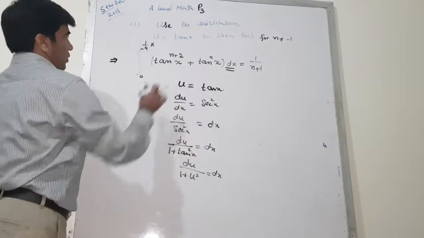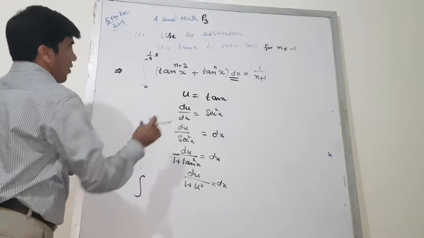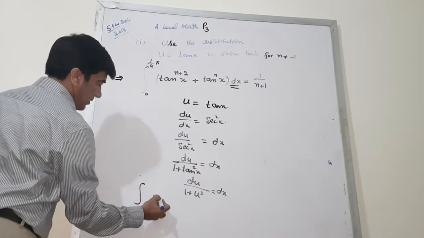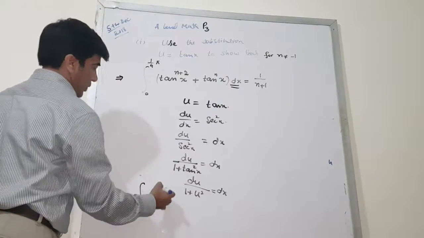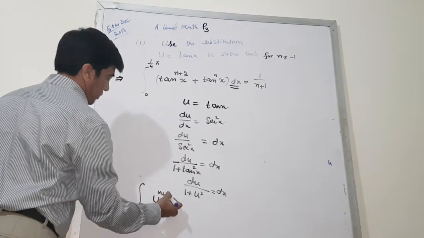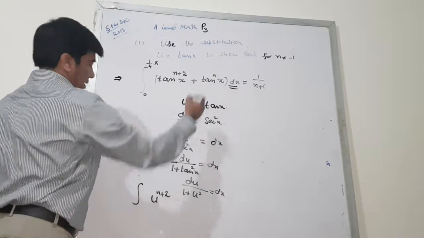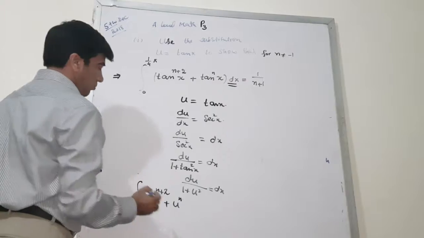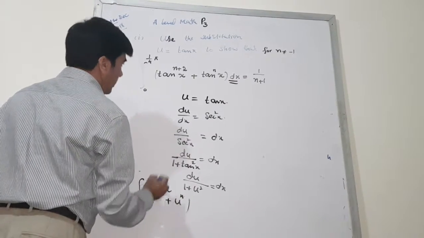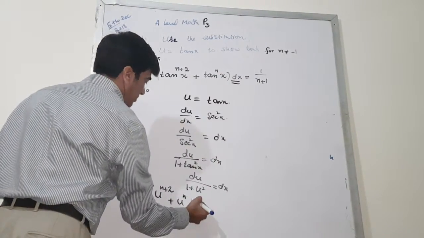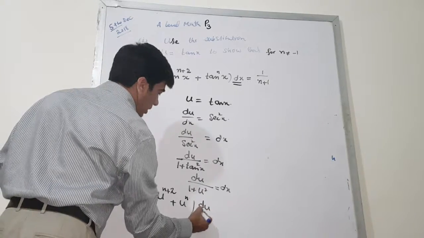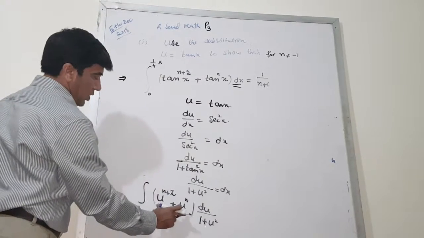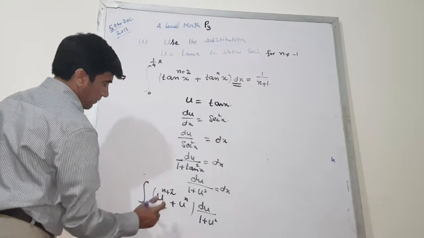Now come to this question. When you see this is tan x, you can replace this tan x by u, and it has power n plus 2. Same way for this you have u to the power n, and then dx can be replaced by du over 1 plus u square. If you see, u raised to n is common.